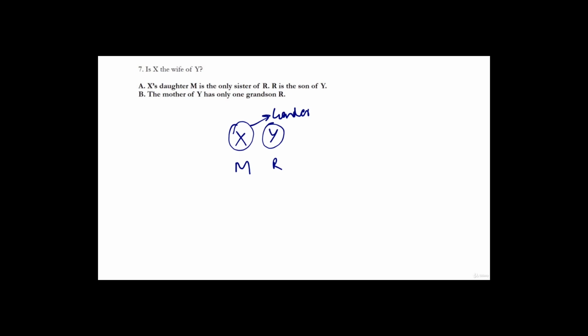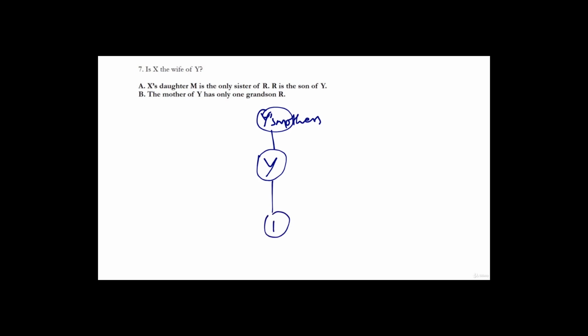Now let us consider the second statement alone. The mother of Y has only one grandson. So Y's mother has only one grandson. That could be Y's son, which is R. So from this statement alone, we cannot bring up the relationship between X and Y. So the second statement alone is insufficient.